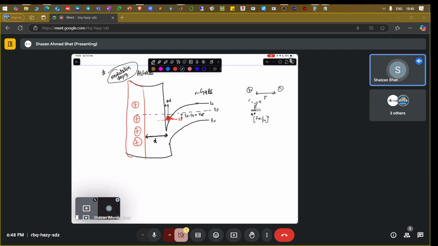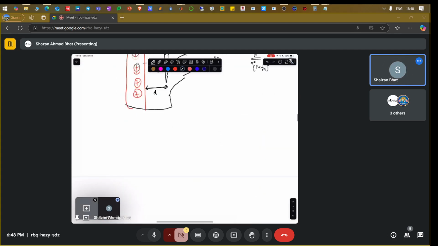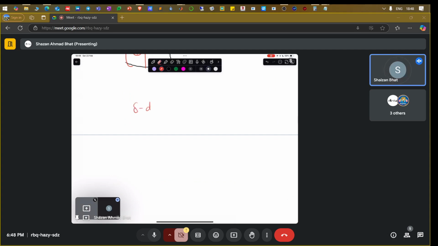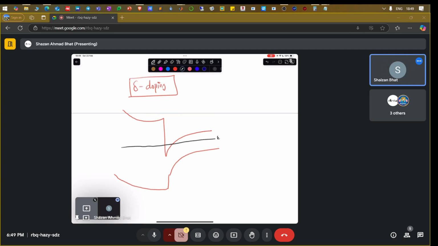Now, there is one more concept called delta doping. Delta is the delta charge. It's a Dirac delta function. So if you have a band diagram like this, and you draw the Fermi level. Not again. It should be like this, and then you have it like this. So this is the Fermi level.